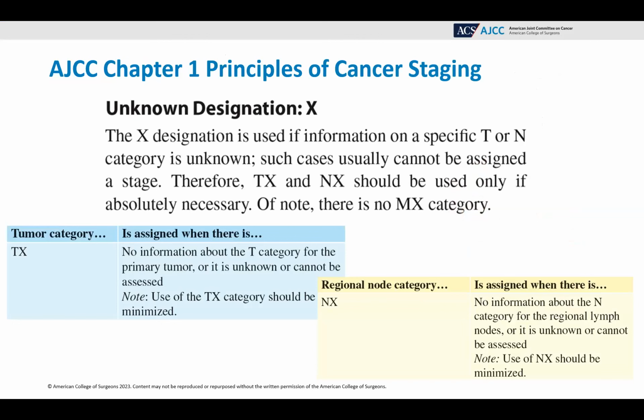From the AJCC Chapter 1, Principles of Cancer Staging, there is a section discussing the unknown designation, which is X. This is for physicians to use when the information is unknown or cannot be assessed. It is for TX and for NX.